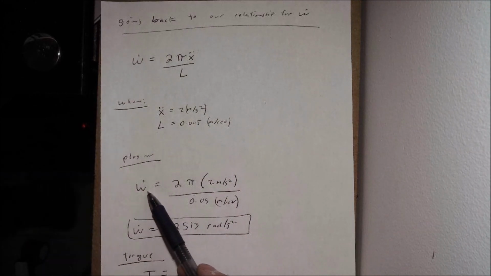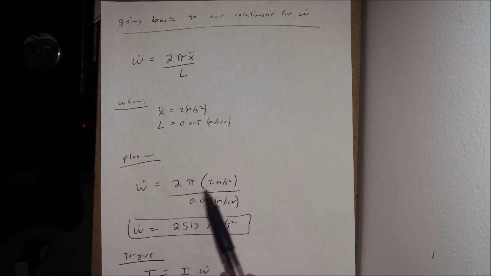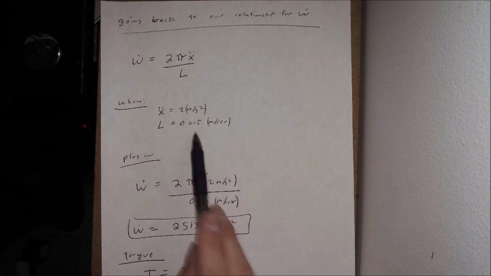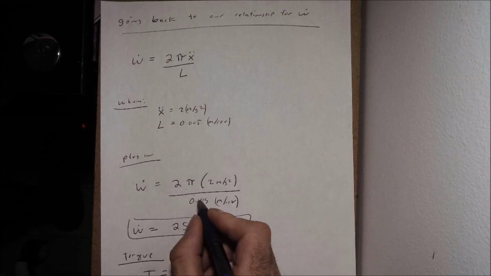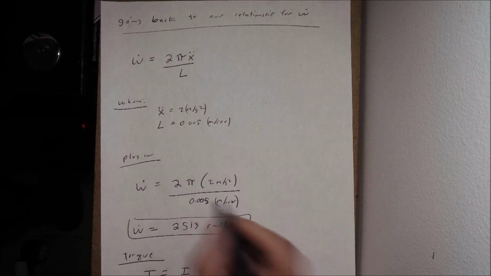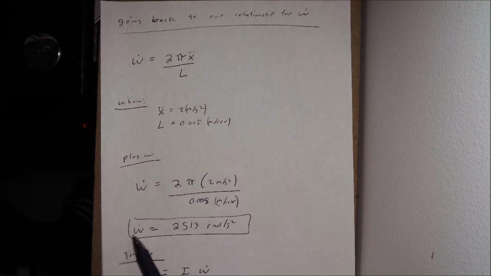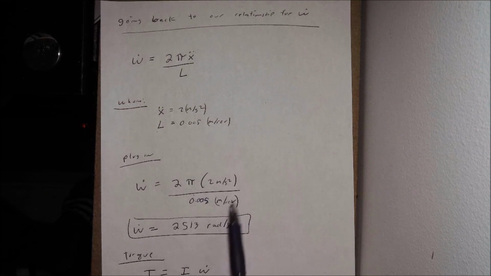So angular acceleration is equal to 2 pi times my x double dot, or my acceleration of 2 meters per second squared, divided by L of 0.005 meters per revolution. I plug this in, and I get my angular acceleration, or my omega dot, is equal to 2,513 in units of radians per second squared when we do our unit analysis.